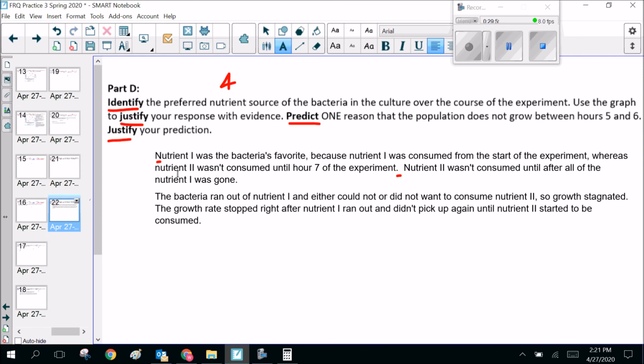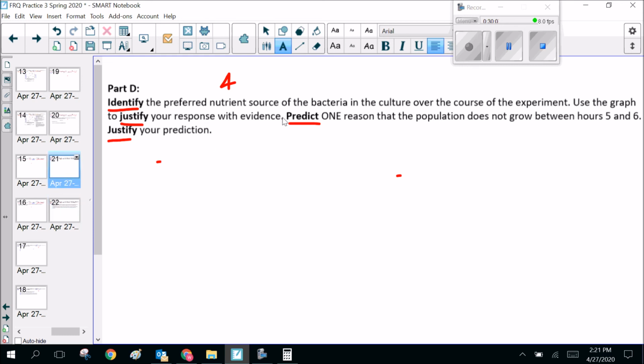So go ahead and say nutrient 1 was the bacteria's favorite. Nutrient 1 was consumed for the start of the experiment. Nutrient 2 wasn't consumed until all of nutrient 1 was gone. So that's going to go ahead and answer that. Predict one reason the population does not grow between hours 5 and 6 and justify your prediction.